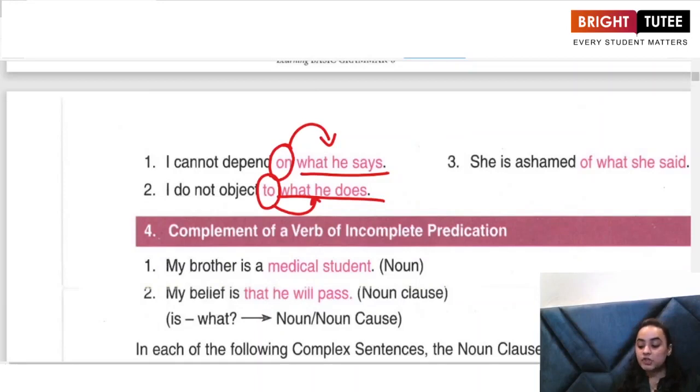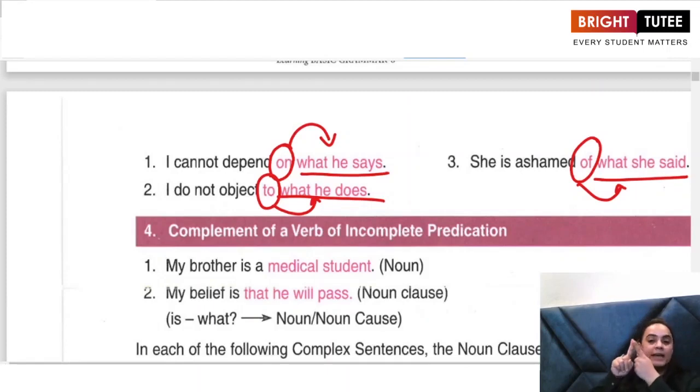She is ashamed of what she said. What is my preposition? Of. She is ashamed of what? Of what she said. This is my prepositional noun. So what is a prepositional noun clause? That noun clause which follows a preposition in the sentence and comes in the form of an object is a prepositional noun.